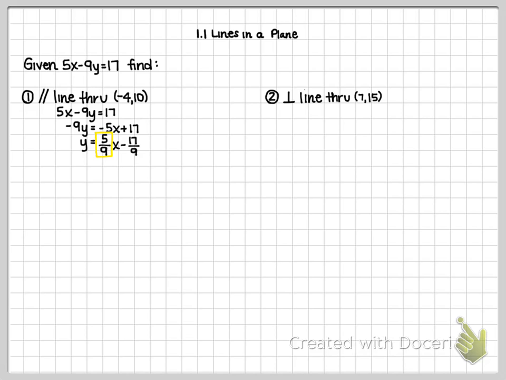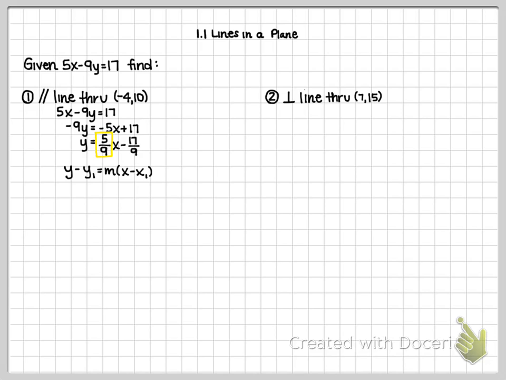Now, if I want to be parallel to this line, I need to use the exact same slope. So I'm going to use my 5/9, and then I'm going to use the point -4, 10. So just taking out my point slope form, I'll go ahead and write that down here. y minus y1 is equal to m quantity x minus x1. And I'm just going to plug in the stuff that I know.